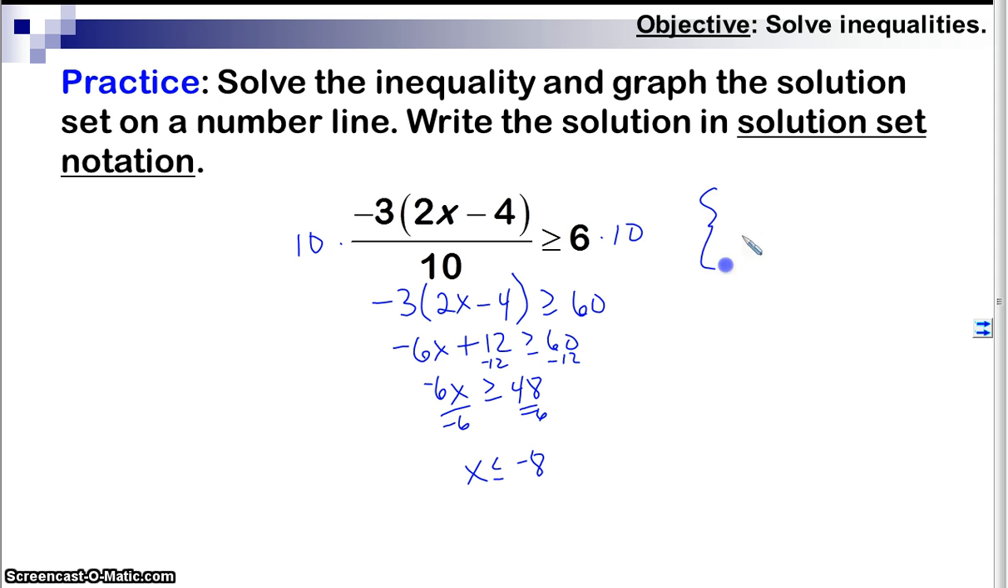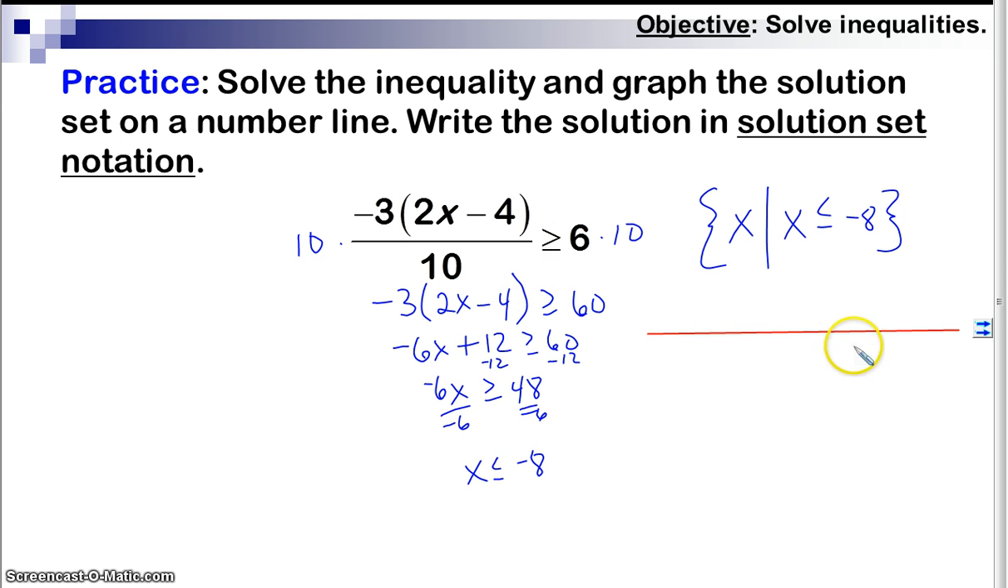So set notation: x less than or equal to negative 8. And number line. Negative 8. I'm just going to start at negative 5 here. Negative 6, negative 7, negative 8. And then less than or equal to, so I'm going to close the circle and then go this way. Okay. All right. That's all, folks. So that is solving linear inequalities.